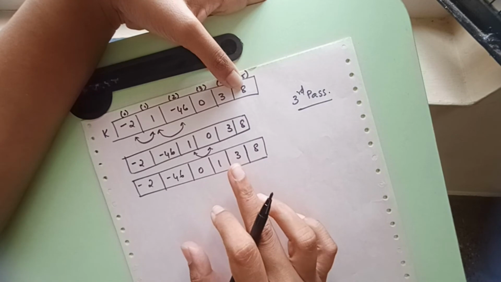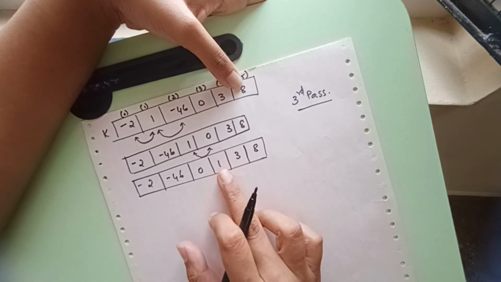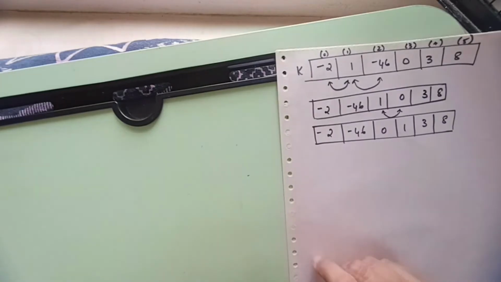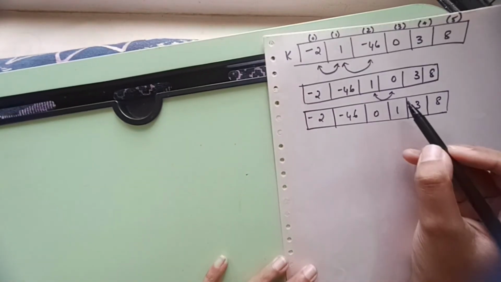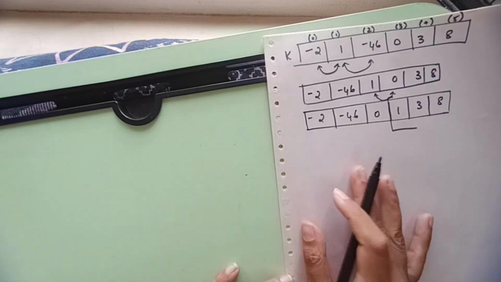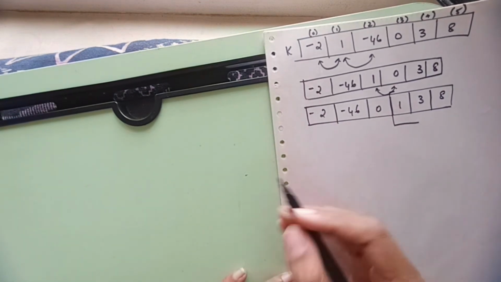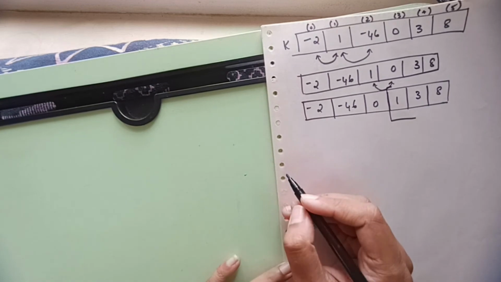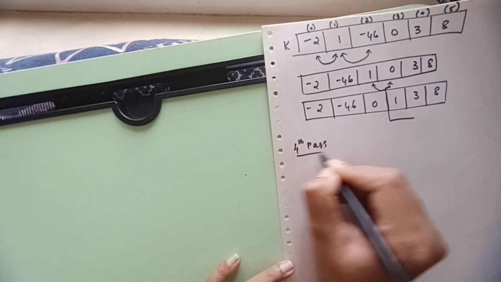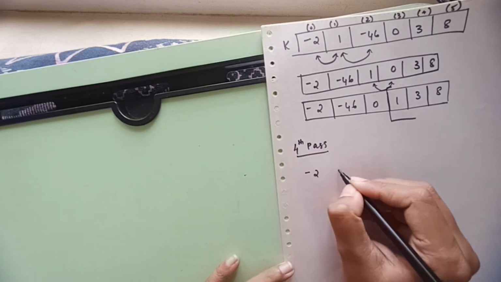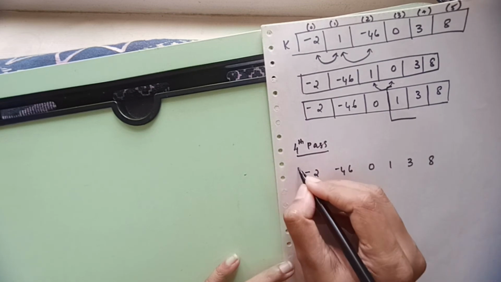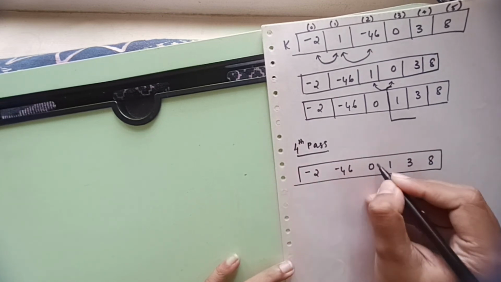So what happened here? The third largest element, which is 1, occupied its correct position. Now we have these 3 elements lying in the correct position: 1, 3 and 8. So we have to continue the process till we get the final output. Now we have the fourth pass. Without -2, -46, 0, the elements 1, 3, 8 are fixed. We are not going to look at this portion.